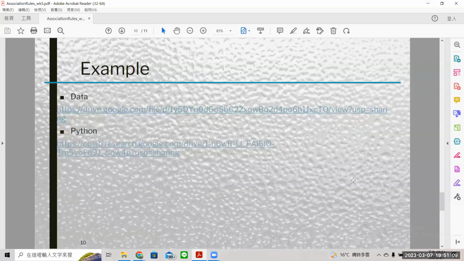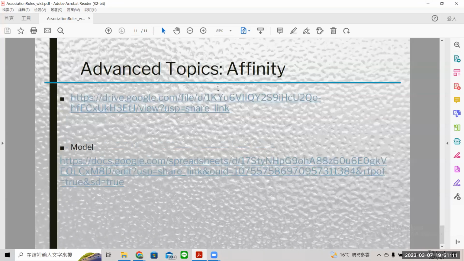I'll share this article. Yeah, the advanced topic, I was talking about affinity. So far, I think this model may be only in Excel form. So this is the model. You can download the Excel from here. I'm sorry, I still don't have time to translate it into a Python model, but I hope I have time. And the logic is here.